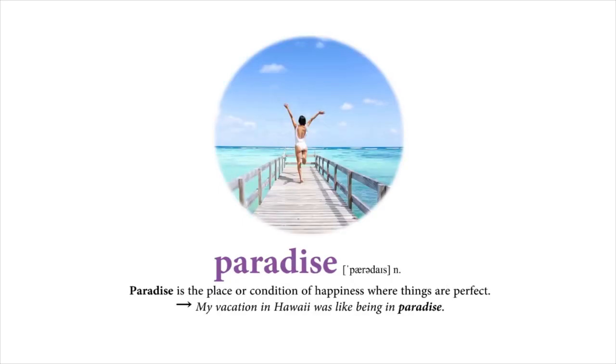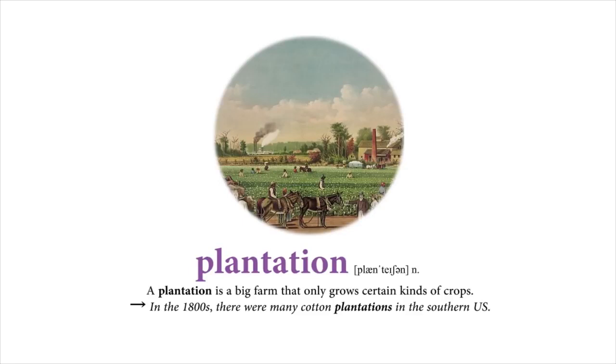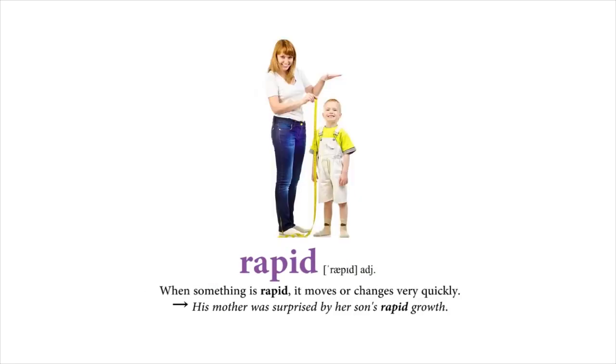Paradise. Paradise is the place or condition of happiness where things are perfect. My vacation in Hawaii was like being in paradise. Plantation. A plantation is a big farm that only grows certain kinds of crops. In the 1800s, there were many cotton plantations in the southern U.S. Rapid. When something is rapid, it moves or changes very quickly. His mother was surprised by her son's rapid growth.